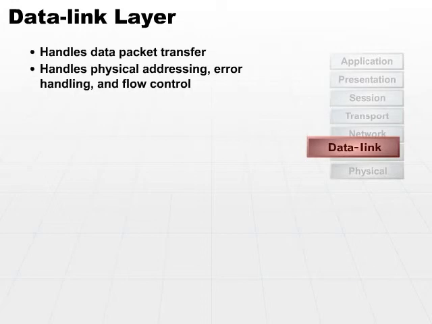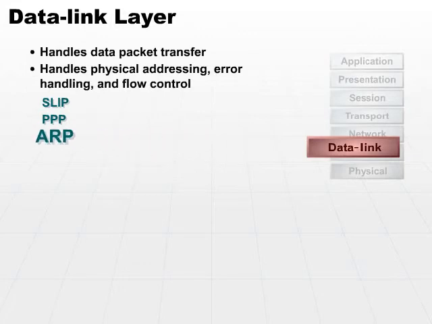Because recall, a machine can be hooked to many different types of networks. So the closer we get to that wire or that transmission medium, the more variation we may have in how we want to send the data out. So that's why we would have the SLIP protocol, the PPP protocol. SLIP is for Serial Line Interface Protocol. PPP is Point-to-Point Protocol. We have ARP.